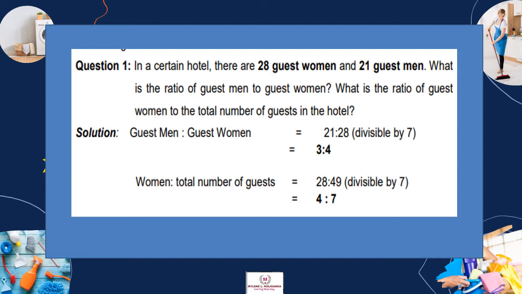Solution. Guest men is to guest women is equal to 21:28, which is divisible by 7, or 3:4. Women to total number of guests is equal to 28:49, which is also divisible by 7. It will become 4:7.